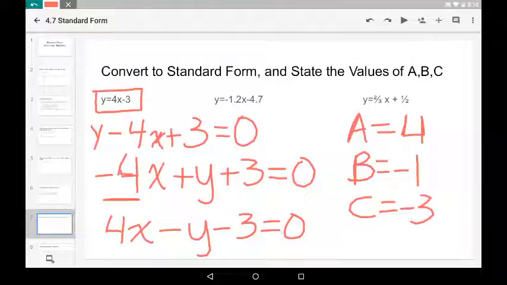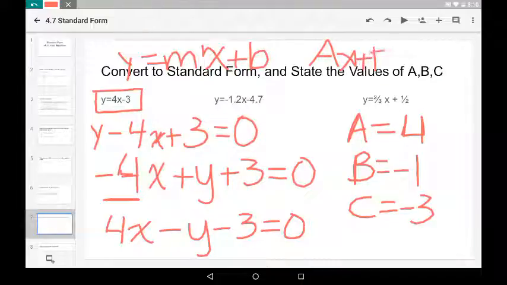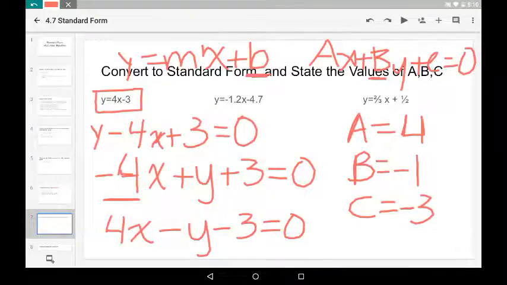Also keep in mind when you're talking about y equals mx plus b form versus ax plus by plus c equals 0, these b's are not the same thing. In slope-intercept form, this is a lowercase b. In standard form, this is an uppercase b. They are not the same number at all. They might coincidentally end up the same, but they are not the same number. As you notice here, the b in this equation is negative 3. The uppercase b in this equation is negative 1. So that's not the same whatsoever.